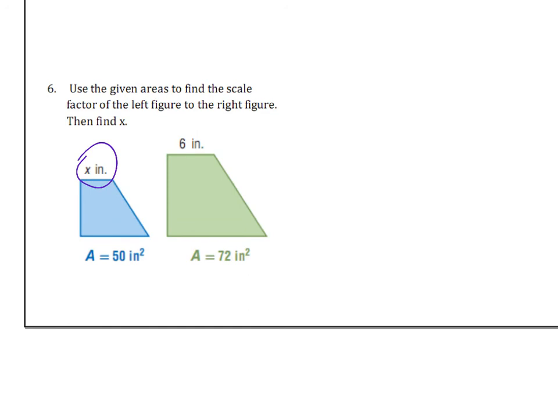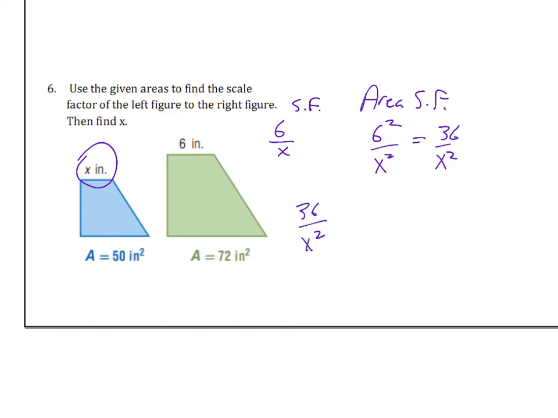Okay, so let's think about this. Before, we would take just 6 over x. That would be my scale factor. We just knew what x was. This time we don't. So the area scale factor would be 6 squared over x squared, which is just 36 over x squared. So 36 over x squared is going to be equal to 72 over 50.